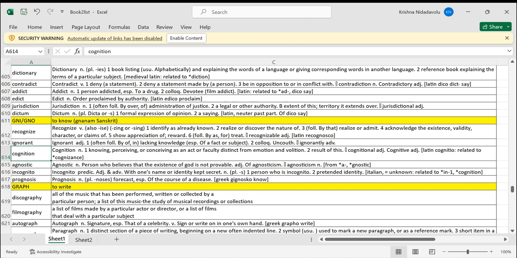Cognitive, cognition. This is having to do with the process of knowing. It includes awareness, judgment, understanding, etc. Anything based on factual knowledge that has been or can be gained by experience. That is cognition. Cognizant, the company. There is a big company, right? Cognizant. It is related to knowledge. They named it that way.